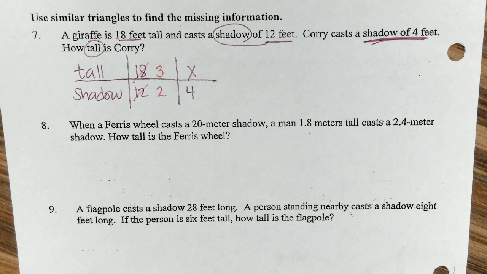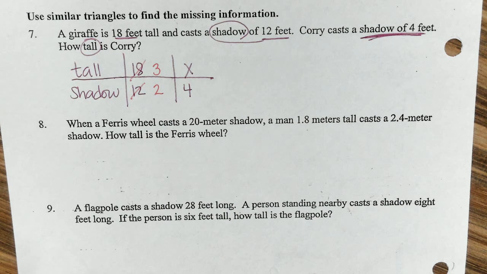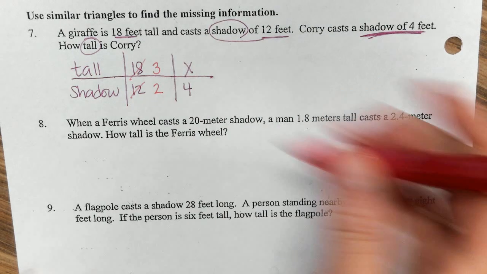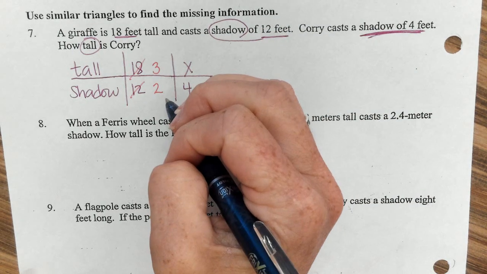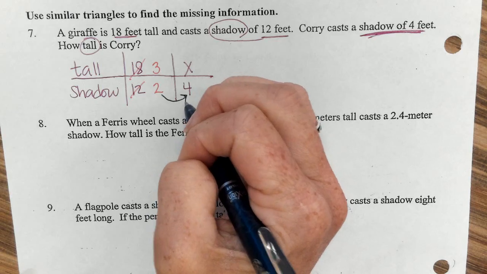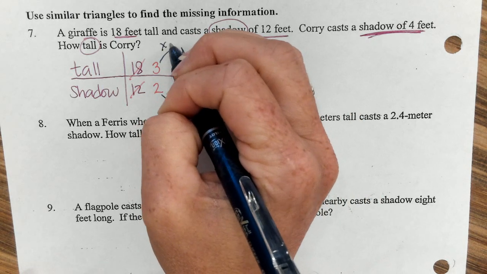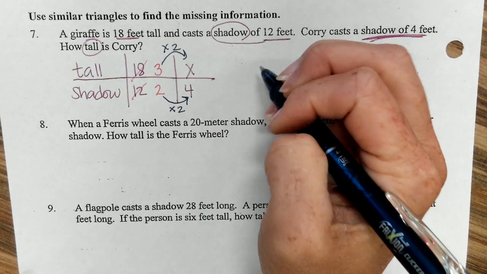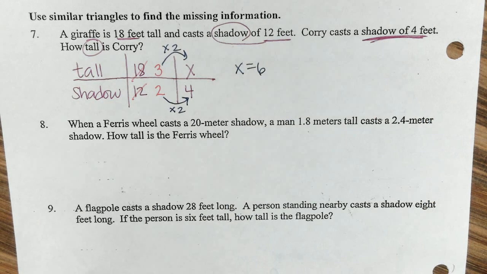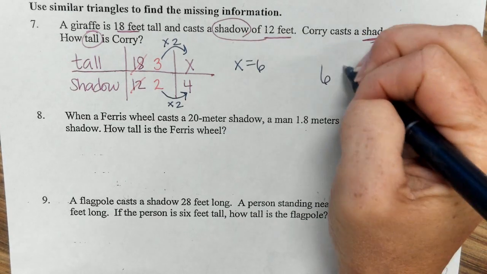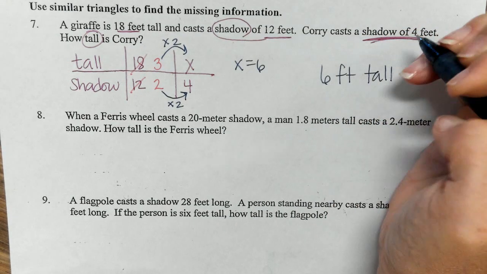Now I'm looking for the pattern. If I don't see a pattern, I have to cross multiply and divide. 2 to get to 4 is times 2. So 3 to get to x is also times 2. So my answer is not x equals 6 because this is a word problem. It is 6 feet tall.